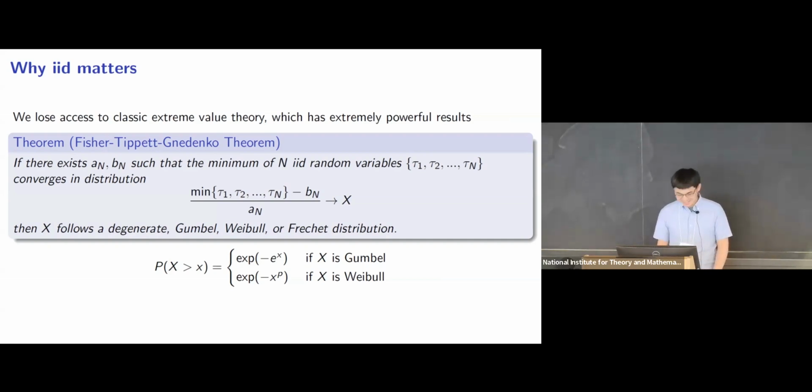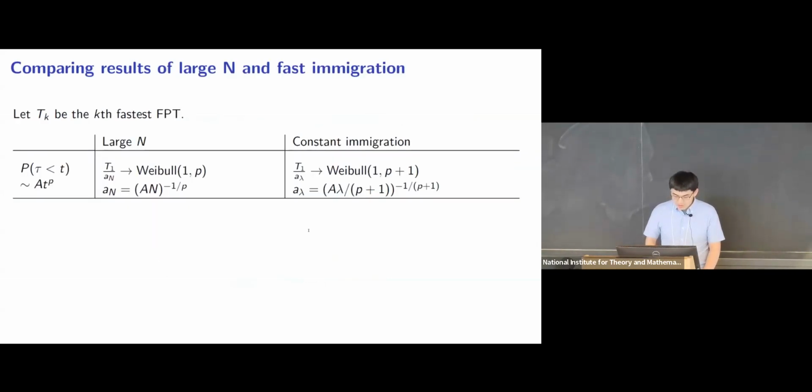powerful results. So for example, I'm sure a lot of you in the audience are familiar with this, like the Fisher-Tippett-Gnedenko theorem: if you take the minimum of a bunch of IID random variables and they converge to something when properly scaled, they end up with one of these 4 distributions. And so at least in the IID case or the large N case, it's natural that we end up with one of these 4 distributions, whereas with immigration, it might not necessarily be obvious.